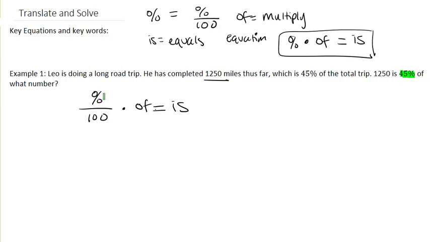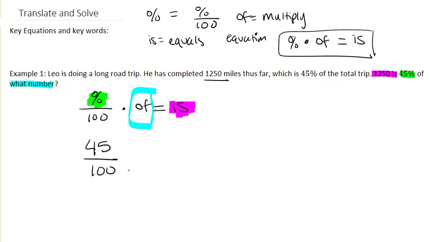So we have our percentage, which will go right here. And then we have 1,250 is our "is," because 1,250 "is," so this is on the right hand side of the equal sign. And so therefore we are looking for the number that comes after "of" in our equation. So let's go ahead and fill this in. So we have 45 over 100 times, and then we're just going to put the variable x, and then is equal to 1,250.